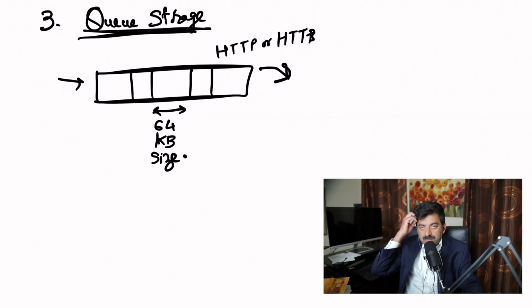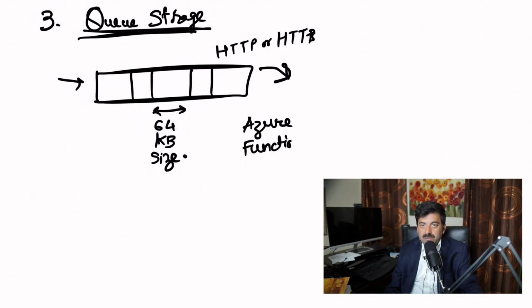These queues can be used by Azure Functions. Azure Functions are invoked when some message comes in the queue. So you can implement some highly stateless background processes using queue and Azure Functions.